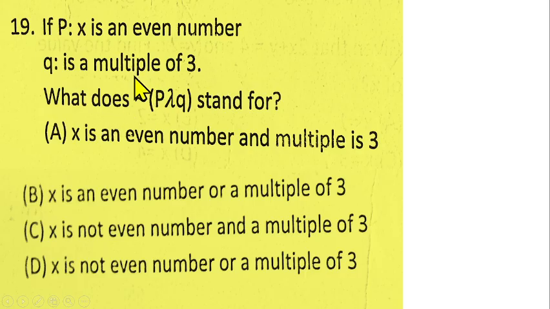What does the negation of P and Q stand for? S means S is an even number, Q is a multiple of 3. So the negation of P and Q: S is not an even number and a multiple of 3, wrong. S is an even number or a multiple of 3, wrong. S is not an even number and a multiple of 3, correct. S is not an even number or a multiple of 3. So option C is the correct option for question number 19.